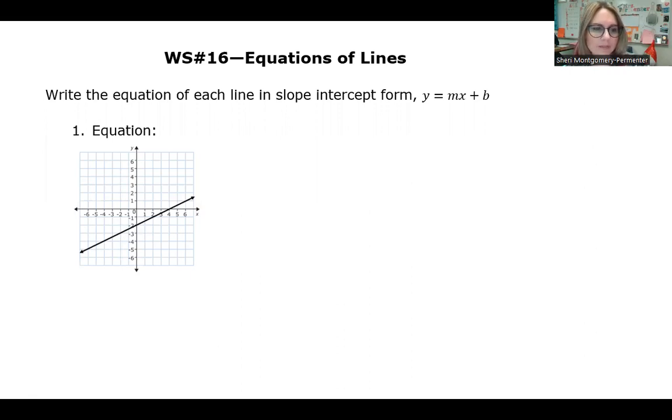Today, we're going to review graphing lines. So the first question, write the equation of each line in slope-intercept form. So we need to remember what the pieces are. When we're writing this, there's only two pieces that we need. We need an M and we need a B. What does M stand for?